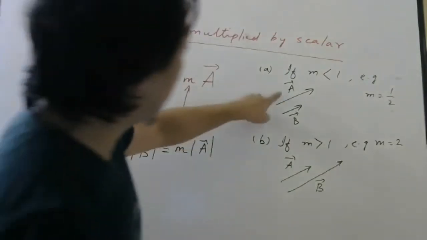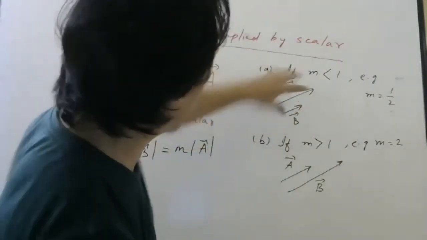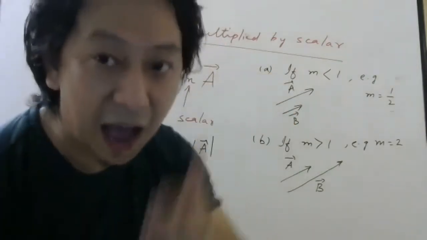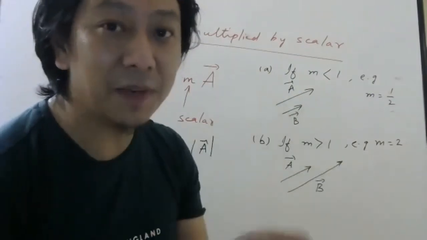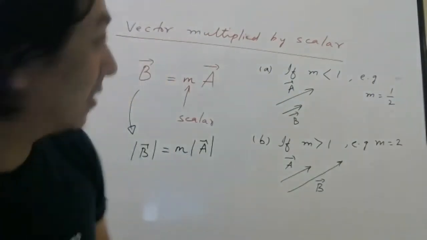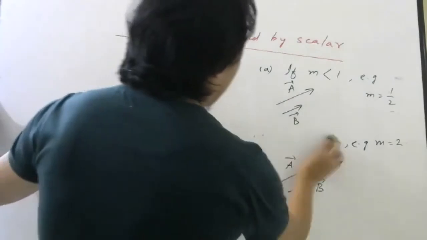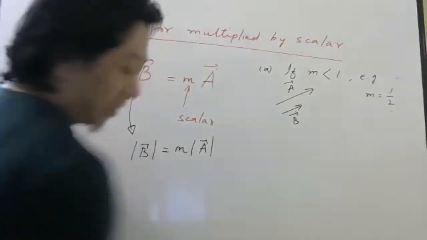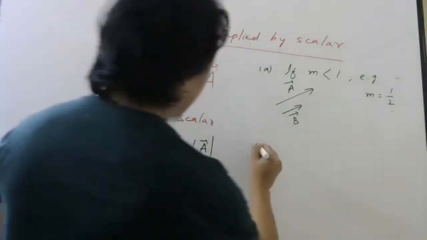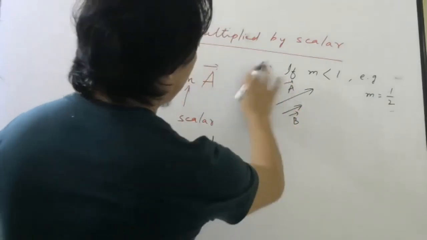Okay, if this is A bar, this much will be B bar. That means the magnitude of B bar will be half, the length will be half. And can you tell me what will happen if this is part C?